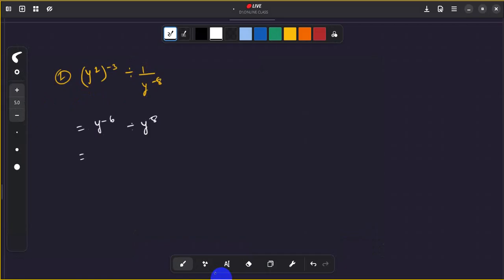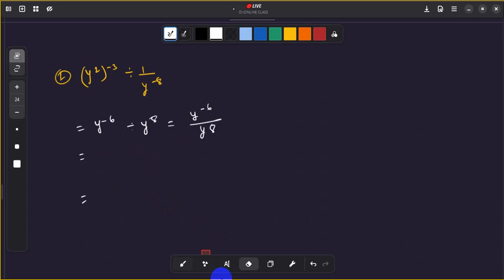Similarly, here's y to the power minus 6, which should be shifted down, so it will be y to the power minus 6 divided by y to the power 8. Or this can also be done directly, because this is divided by this, so you can write it as y to the power minus 6 divided by y to the power 8. In this way also you can do it, and the powers will get subtracted if they are in the division form. So let's do it, it will be easier for you.